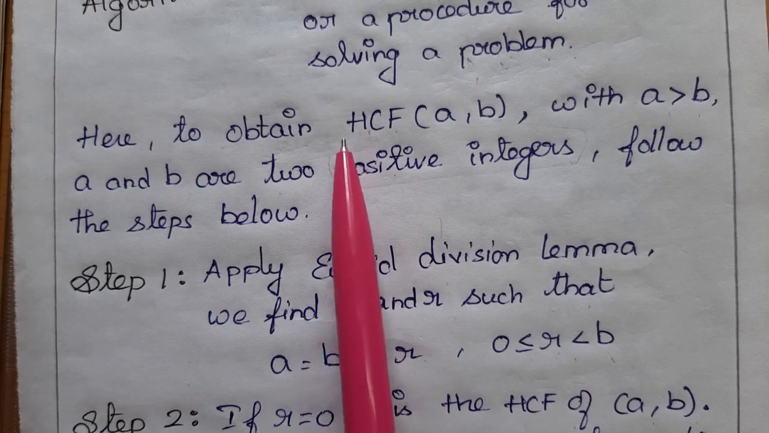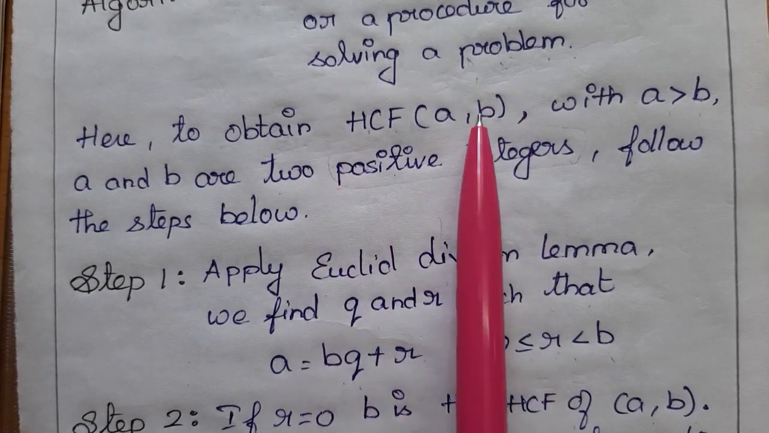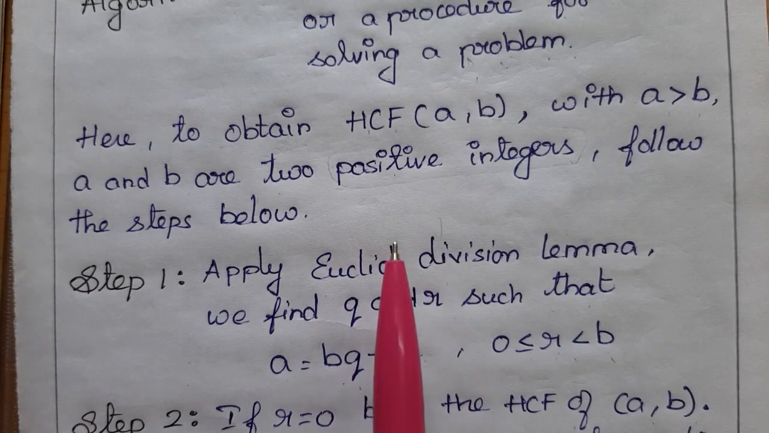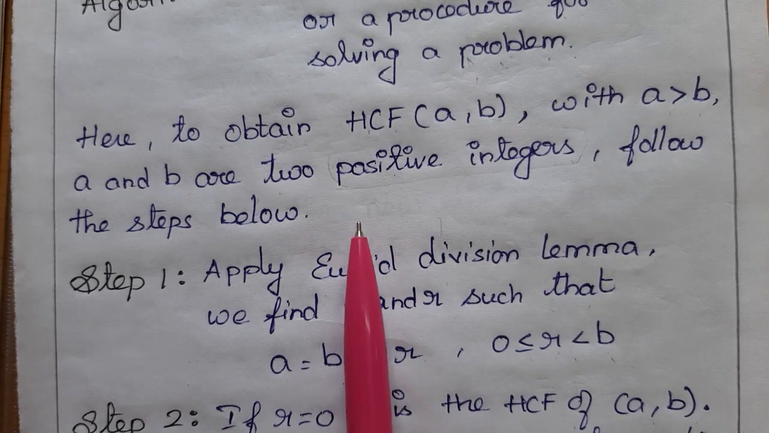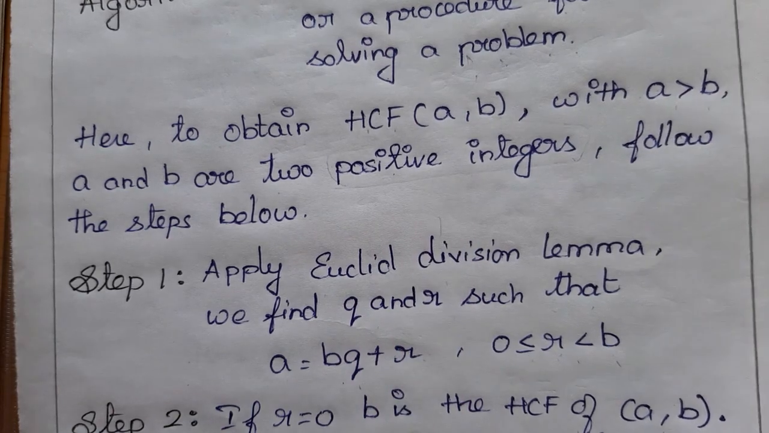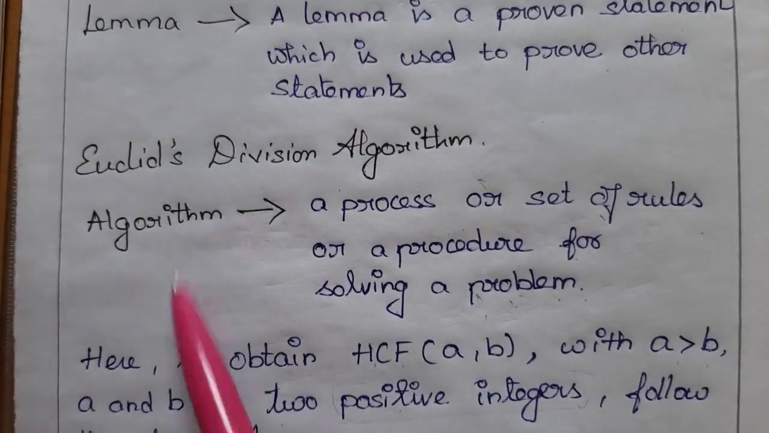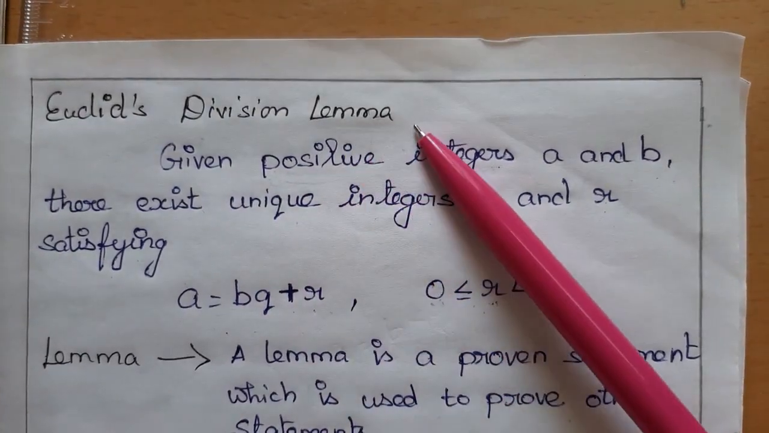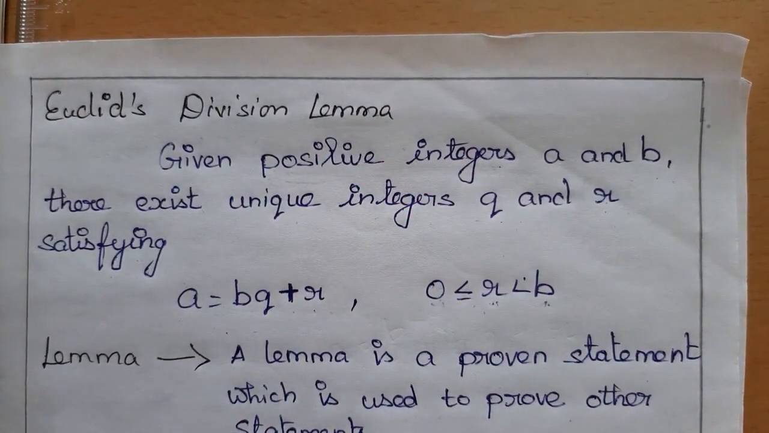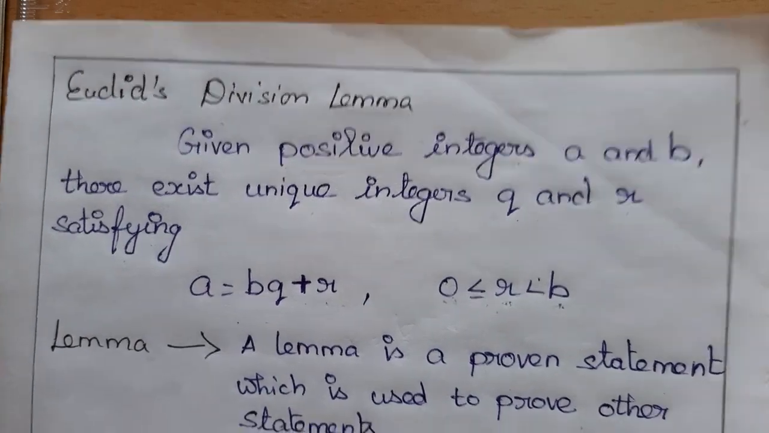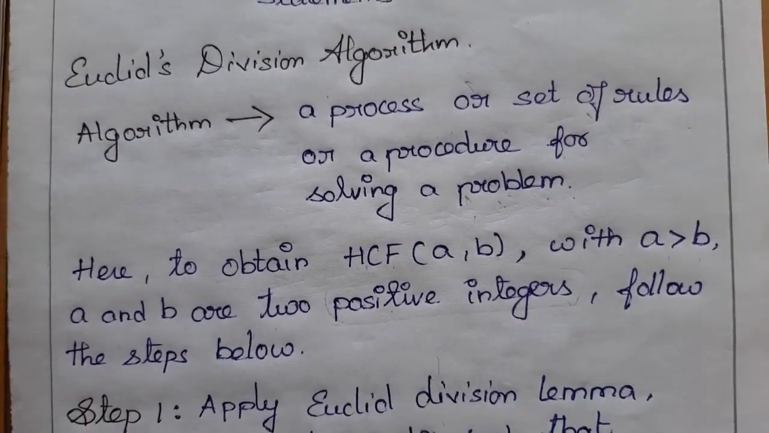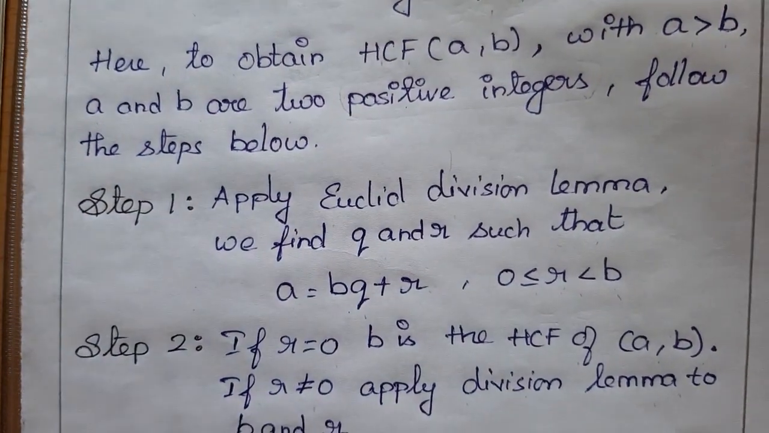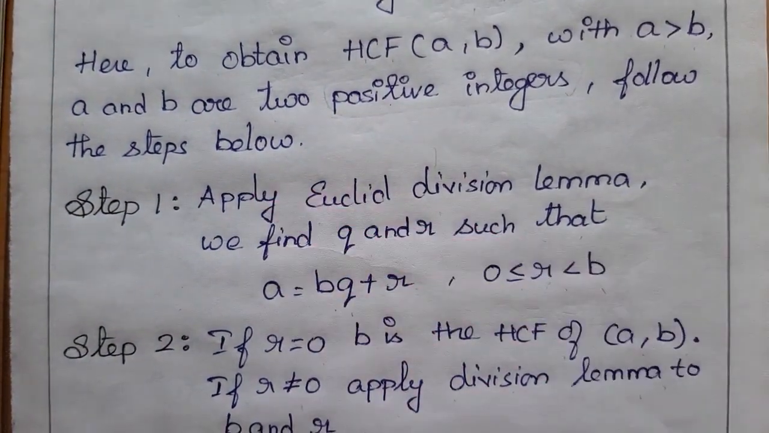We know how to find the value of the HCF with the prime factorization method, right? Here we are going to learn the division algorithm. Euclid's division algorithm may be simply called the division algorithm. In the same way, Euclid's division lemma is also called the division lemma. People call it like that, so we can also call it that.